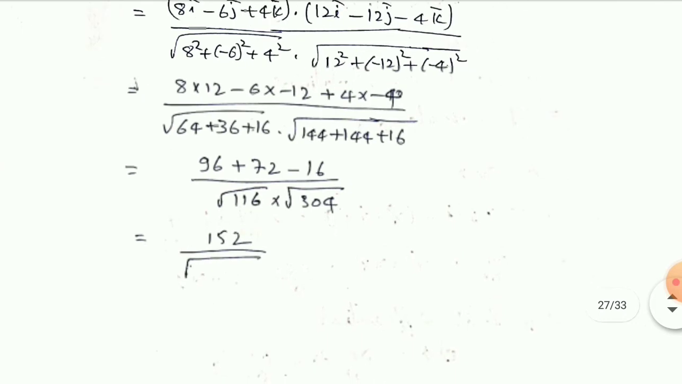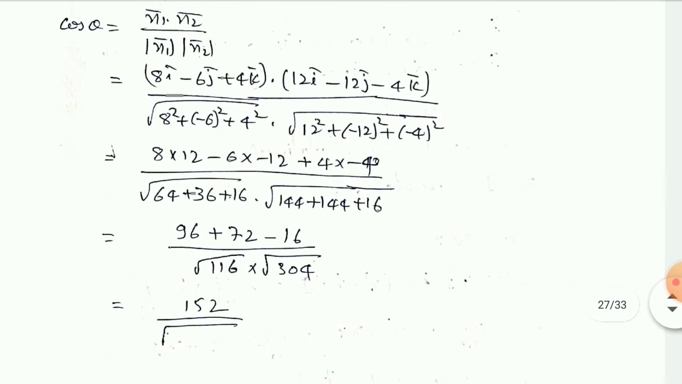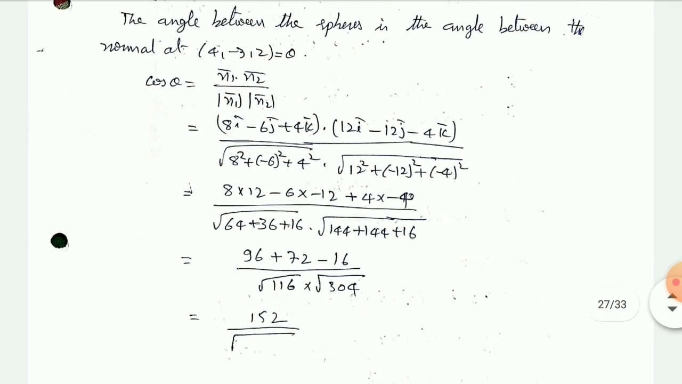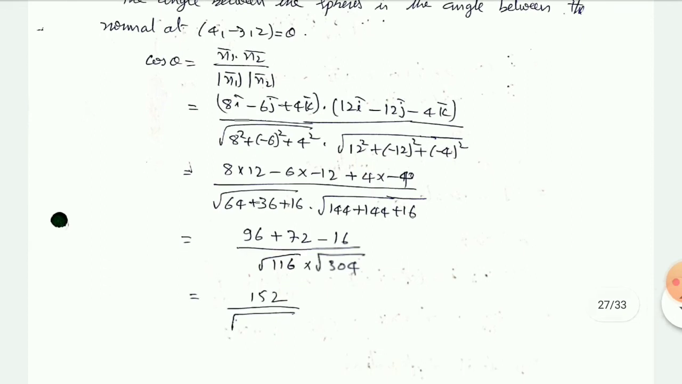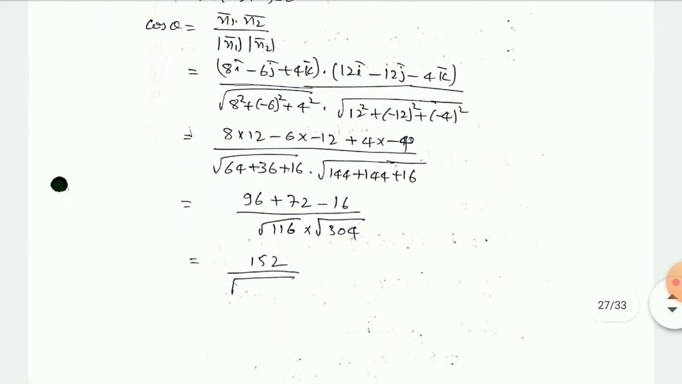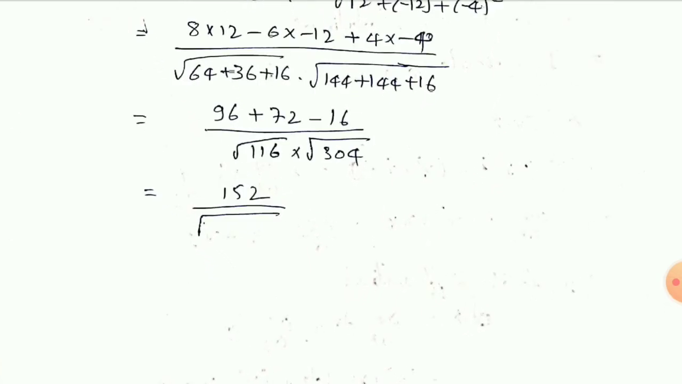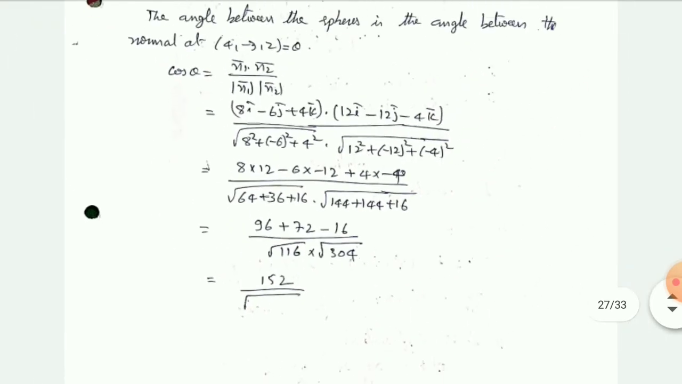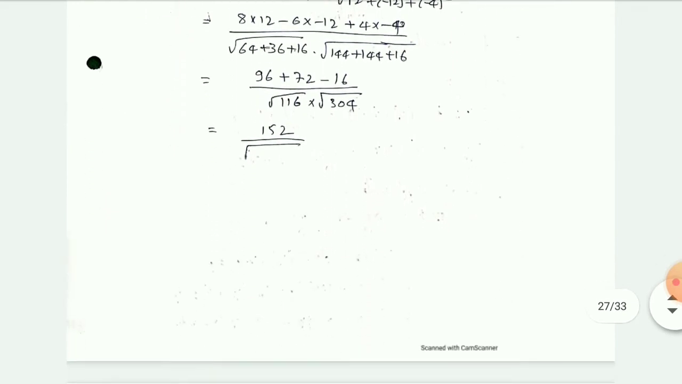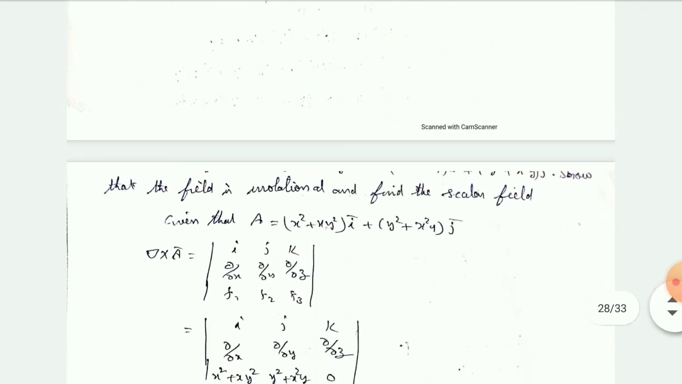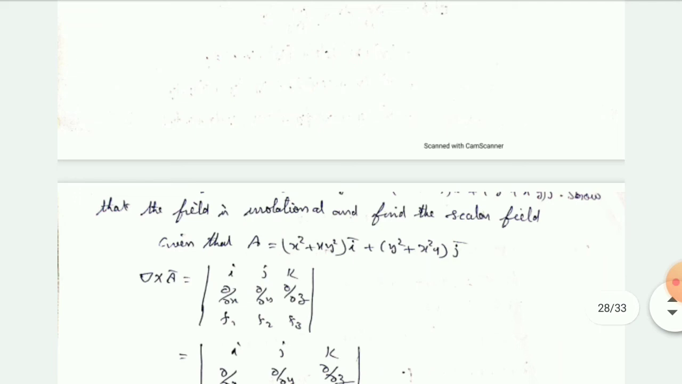So on making the simplification, we got one final answer like this. I have calculated the numerator 152 and the denominator is root of 116 and root of 304. So with the help of your calculator, you can find out your answer. Okay. Now coming to the ninth B bit.